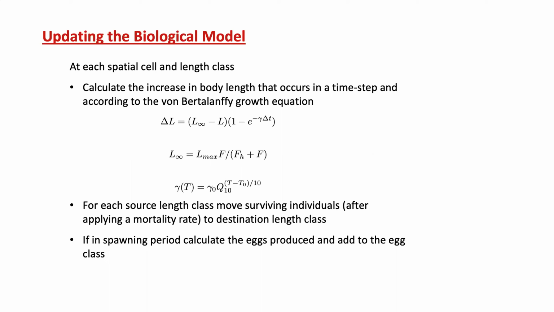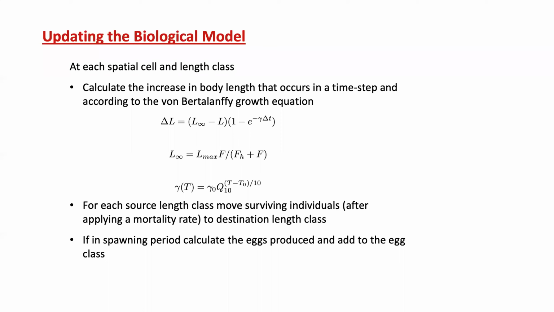gives the growth rate. Ordinarily, L infinity is something that's a single parameter and a constant, and likewise with the growth rate gamma. But in principle, if we have information to guide this, we can make L infinity a function of the food availability with some half saturation FH, where F is the food abundance, and the growth rate would be temperature dependent with a Q10 value for the change in the growth rate with temperature.